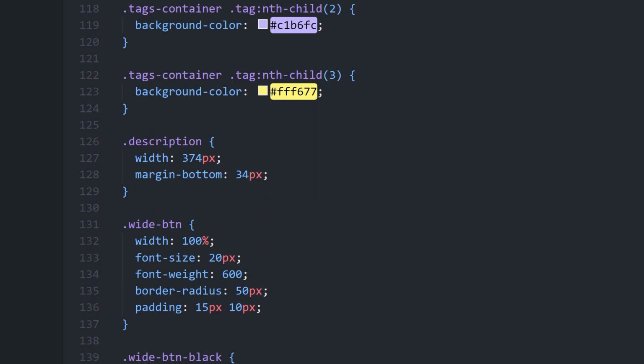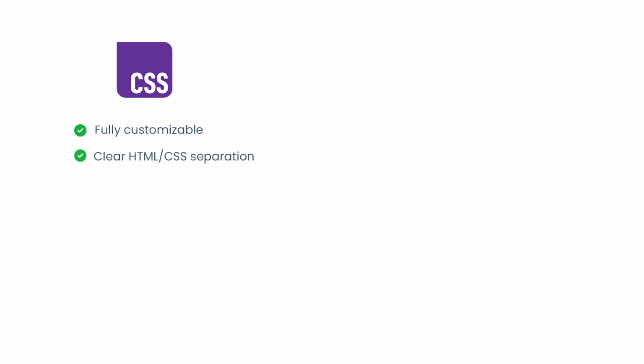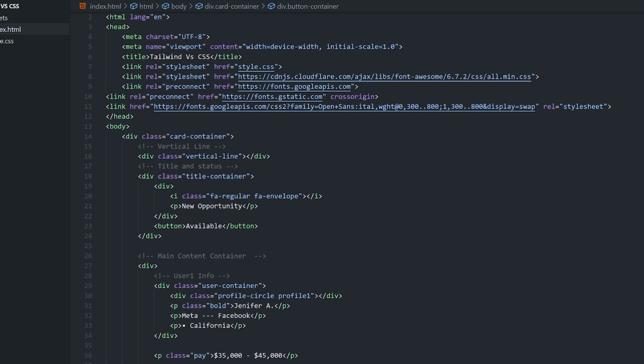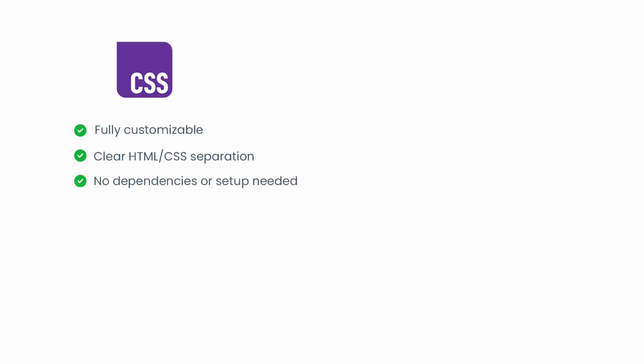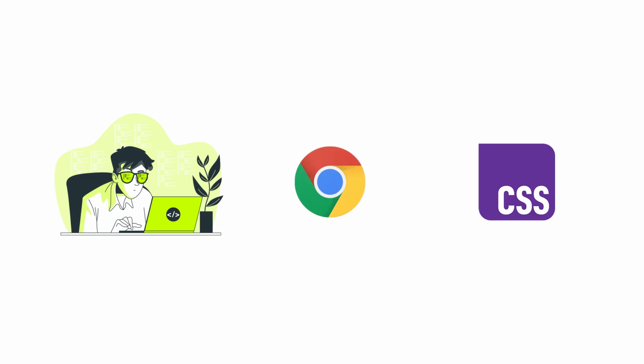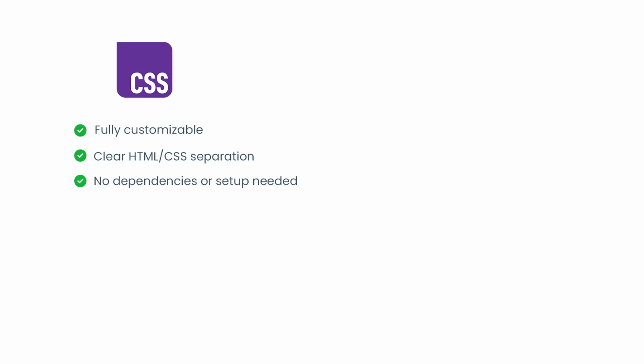Now let's break it down and look at the pros and cons. CSS is fully customizable, which means you have complete freedom to style things exactly as you like, no restrictions. Clear HTML and CSS separation. This is a big one. Separation of concerns. Your structure and your styling are in different files, which is an important principle in programming. No dependencies or setup needed. It's just you, the browser, and CSS. No frameworks, compilers, or extra steps to get started. Universal standard. CSS is universally recognized and every front-end developer has to know it. Even if you are using Tailwind, you still need to understand CSS fundamentals.